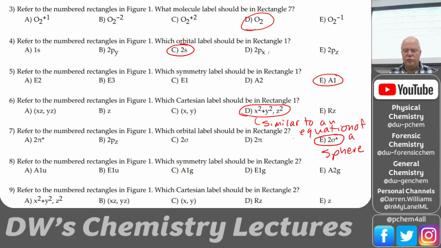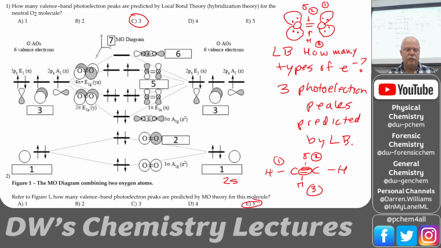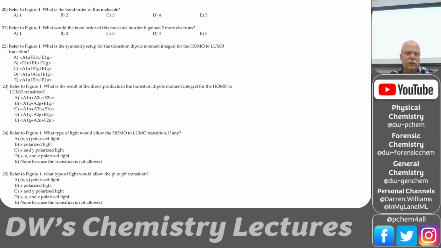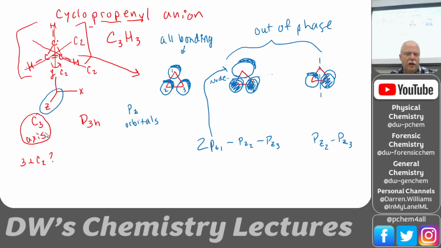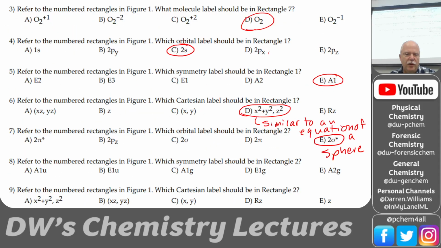What symmetry label should be in rectangle 2? So we come up here, rectangle 2. I guess we need to know the D infinity h character table, so let's go find one of those. Got one here. D infinity h, this has Z symmetry. So Z symmetry gives us A1u. So we need to go back, and it would be A1u.